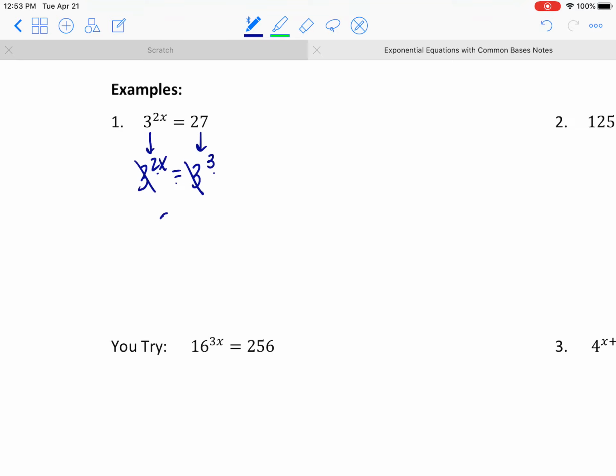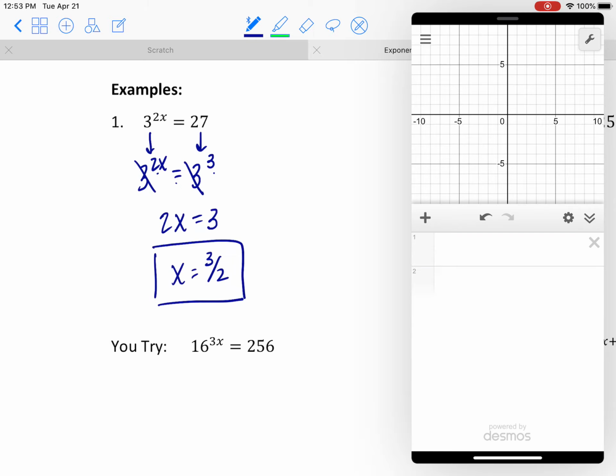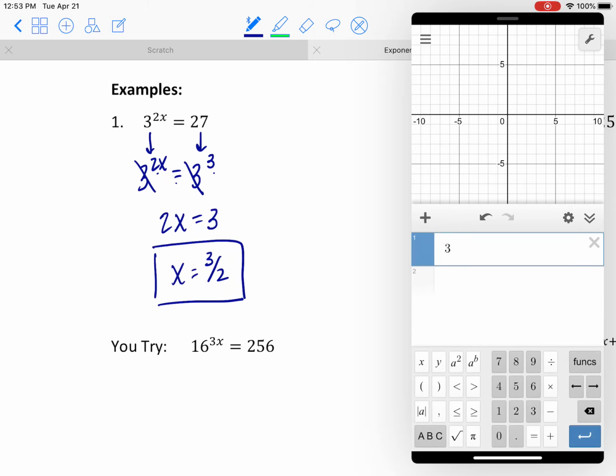If those bases are equal, the exponents have to be equal. So our bases now can cancel, and we can solve with just our exponents. So the 2x here has to equal the 3 that's here. So if 2x has to equal 3, then x has to equal 3/2. Pretty simple. Okay, and we can plug it in to check it. So we have 3 raised to the 2 times, oops, let's keep all that together.